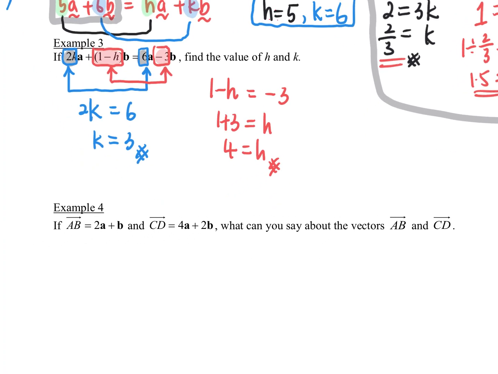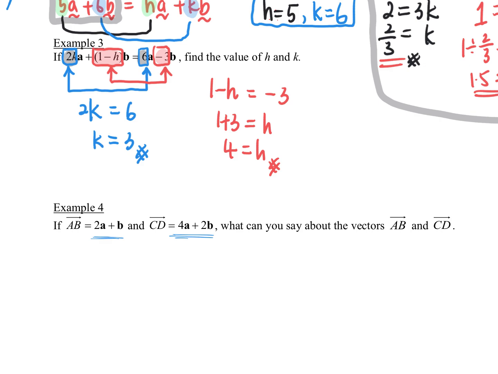Okay, shh. Now they give you two vectors and they ask you to tell them about the relationship between AB and CD. Are they equal? They are not equal for sure, right? Because this is 2A plus B. This is 4A plus 2B. Are they a ratio of each other?